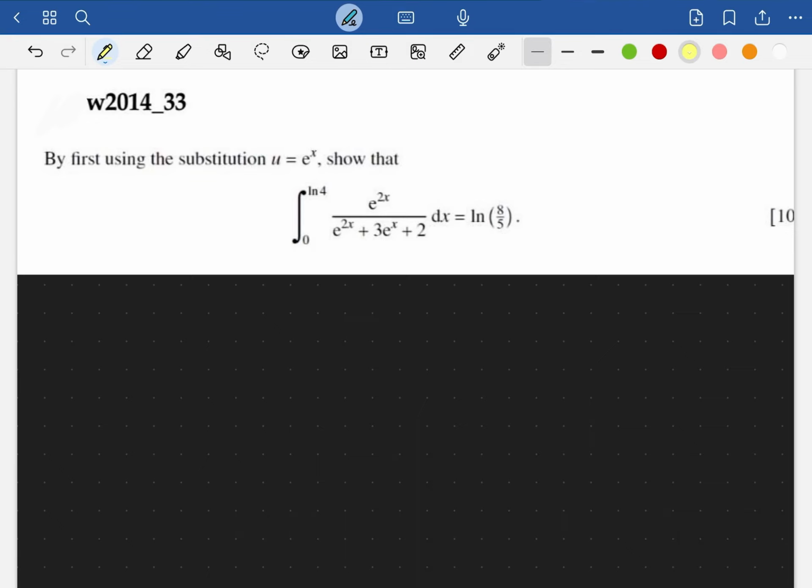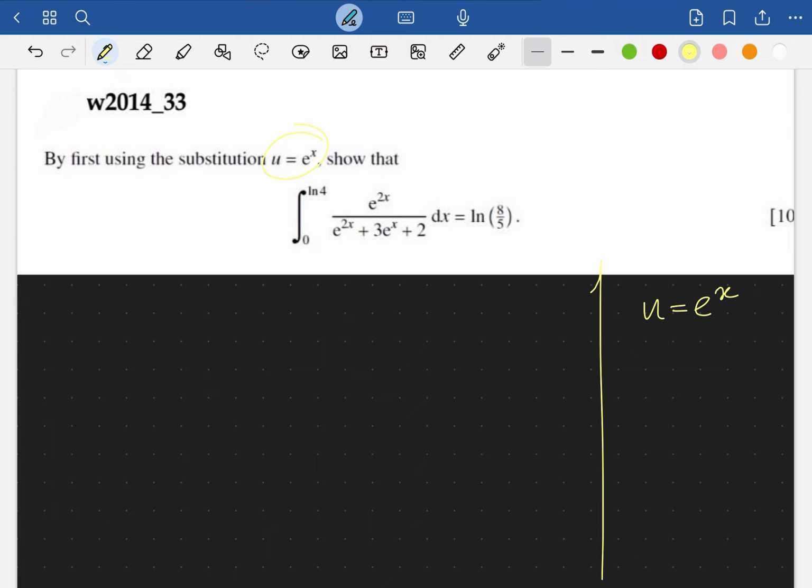In today's class, we are going to study integration by substitution. In this question, we'll also encounter partial fractions. So let us just start with the question. Over here, they have already given us which substitution we have to use, that is, u is equal to e to the power of x.